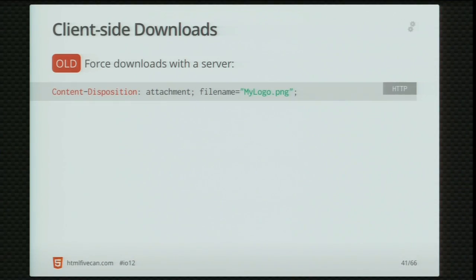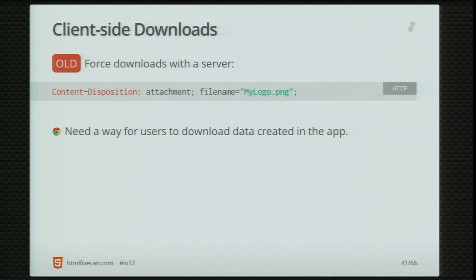So for a long time, if you wanted to trick the browser into downloading a file from the response of your server, you'd have had to do something like this. You would send a content disposition header as an attachment. You give it a file name. And essentially when the browser hit this response, it would be tricked into downloading a file, and it would invoke the browser's download manager.